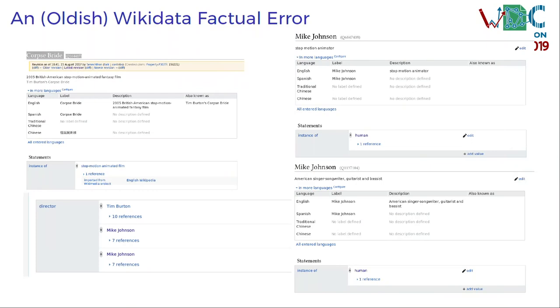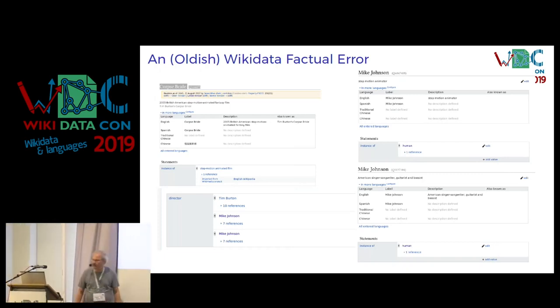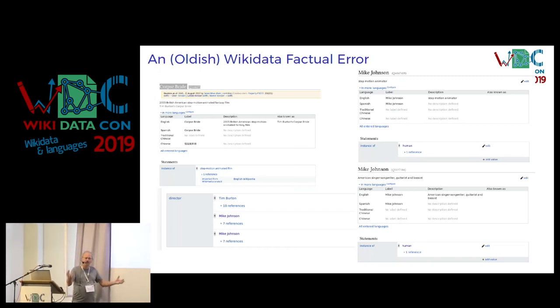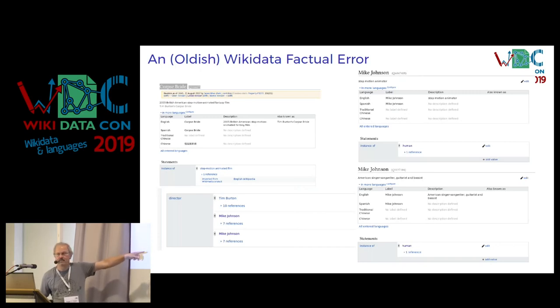here's a problem, and it's very hard to see this. Here's a problem with Wikidata from a while ago. This is a movie that's got three directors listed, The Corpse Bride, and it's got Mike Johnston twice. Different Mike Johnstons. And they both have a lot of references, right? One is a director, one is a singer. What happened? Some bot went through and accidentally did a bad thing in Italian Wikipedia, got the wrong thing in there, and then a bunch of other bots piled on and essentially created false references.